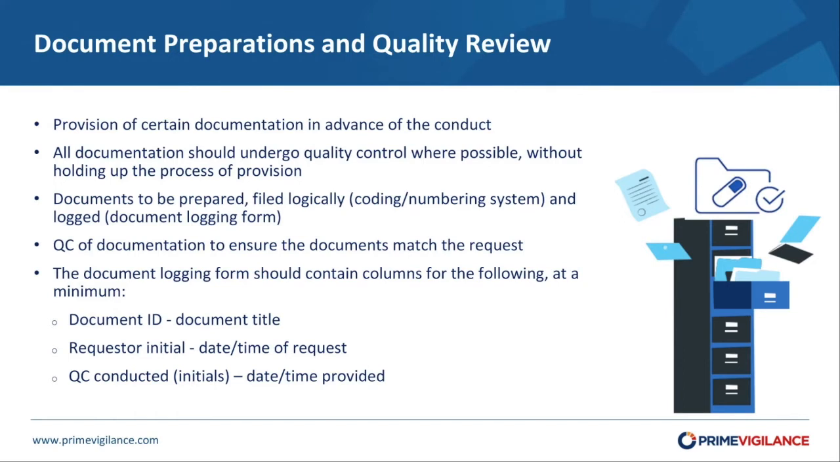All documentation should undergo some kind of quality control without necessarily holding up the process of provision during the conduct. All documentation should be prepared and filed logically in a coding and numbering system, which could match the auditor and inspector's numbering system to assist them as well. The QC of the documentation should ensure that the documents match the request and that we are not providing any documentation outside the scope of the request. The document logging form should contain columns such as document ID, the document title, requester's initials, date and time of request, as well as the QC conducted, their initials, and also the date or time being provided.